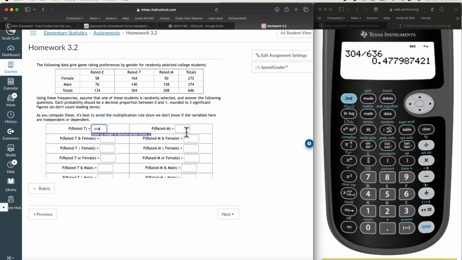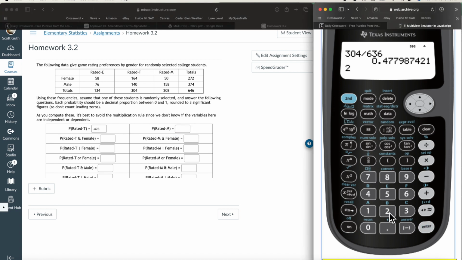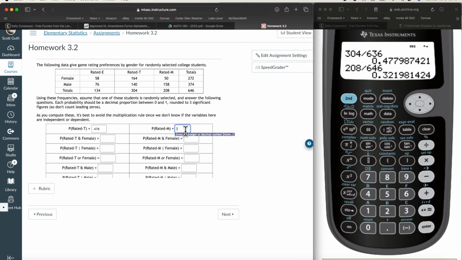Okay, and then I'm going to do rated M altogether. That was 208 people out of 646. Okay, so 0.322 is what I'm going to have to round with 3 places here. That 9 makes us go to 0.322.